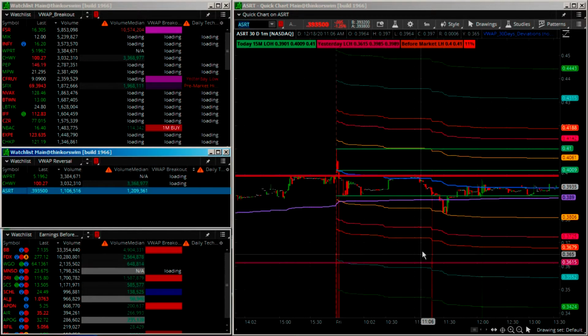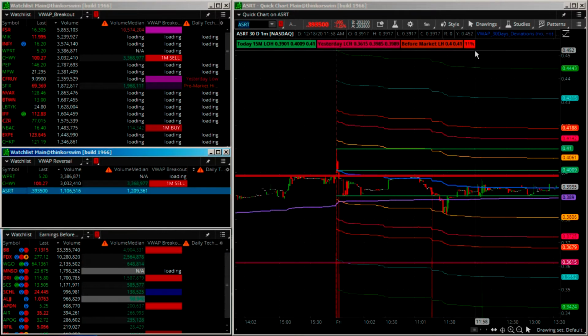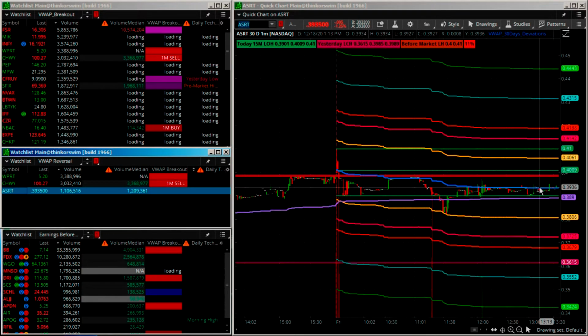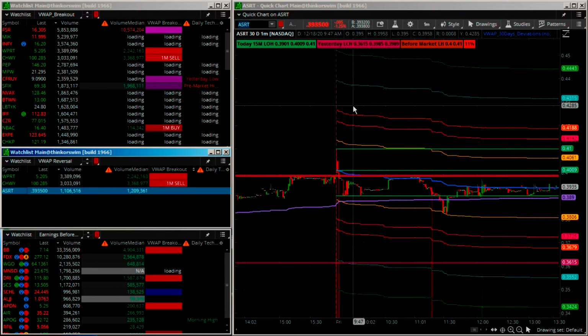So this one has 11%, so that means that it's been under VWAP for 89% of the day. The further into the day, usually in the afternoon, that's when you start looking at the reversals to see when it's going to break VWAP.